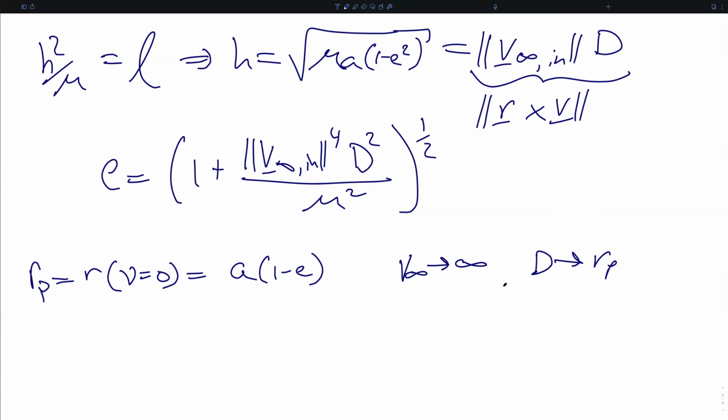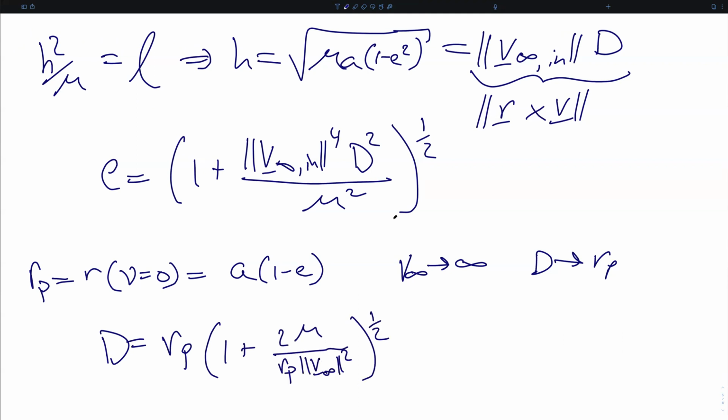Using this result, we can find where we have substituted our expression for the eccentricity into this eccentricity term here, and substituted negative mu over v infinity squared for the semi-major axis, which we get from our energy relationship, and then solving for the impact parameter, we eventually get this expression of the impact parameter as a function of the periapse distance and the infinite velocity magnitude.